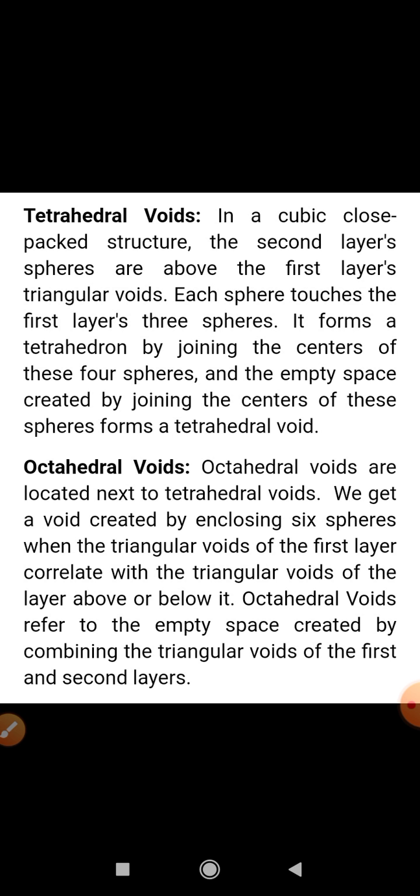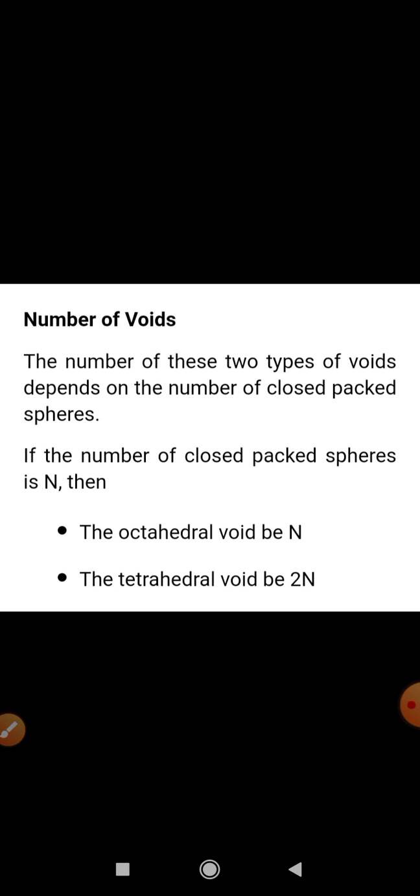Octahedral voids are located next to tetrahedral voids. We get the void by enclosing 6 spheres when the triangular voids of the first layer correlate with triangular voids of the layer above and below it. Octahedral voids refer to the empty space created by combining triangular voids of the first and second layers. That means if the triangular voids of the first layer and second layer combine, it gives formation to the octahedral voids.